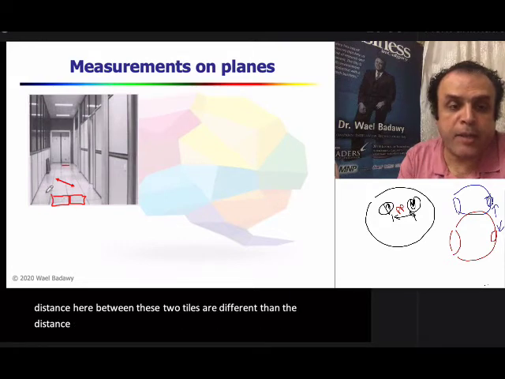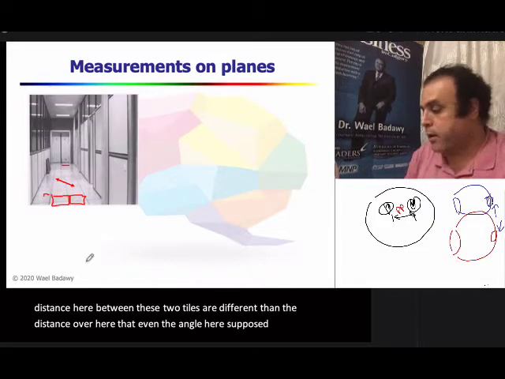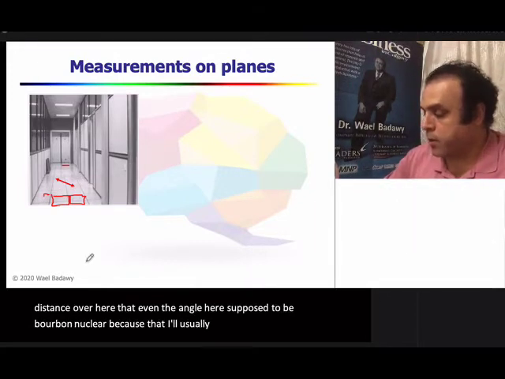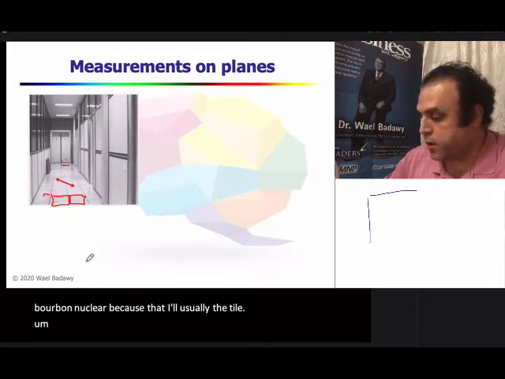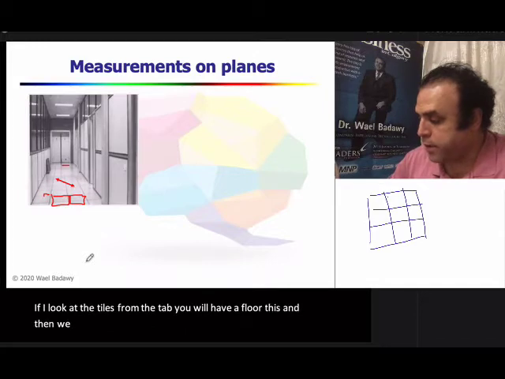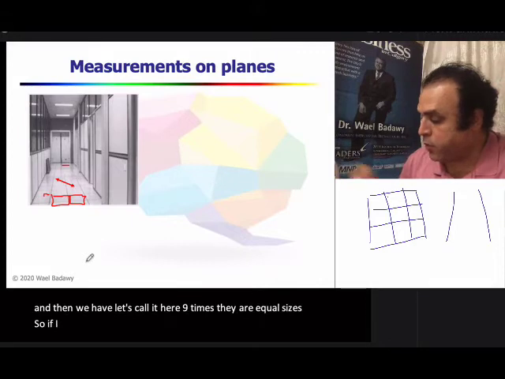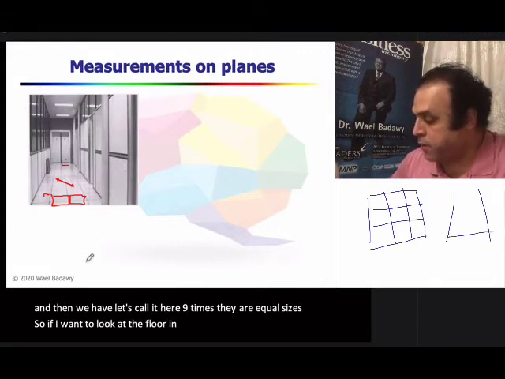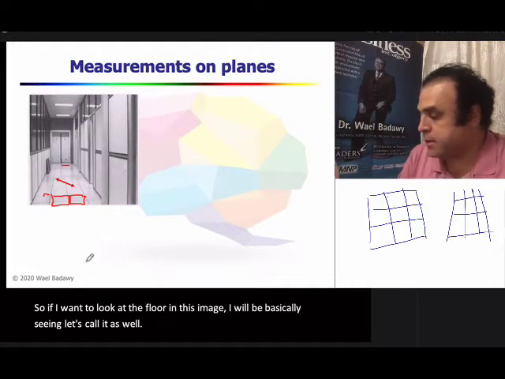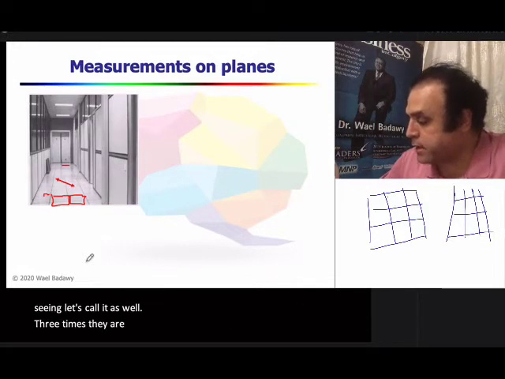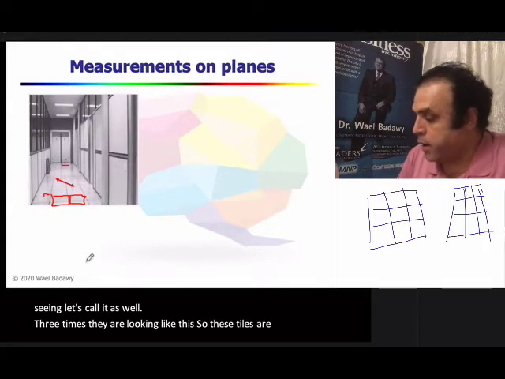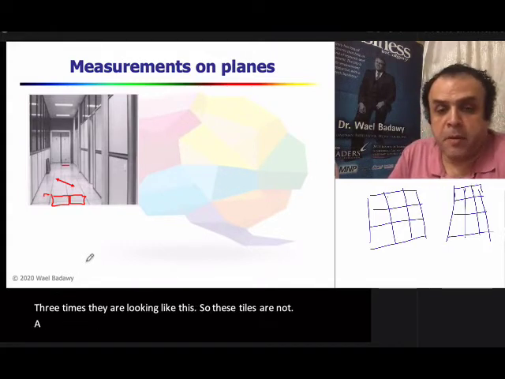Even the angle here is supposed to be perpendicular, because if I look at the tiles from the top, you'll have a floor like this, and let's say here, 9 tiles. They are equal sizes. So if I look at the floor in this image, I will basically be seeing, let's say, 3 tiles. They are looking like this. So these tiles are not square and do not have perpendicular angles.